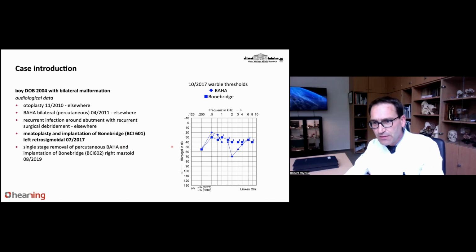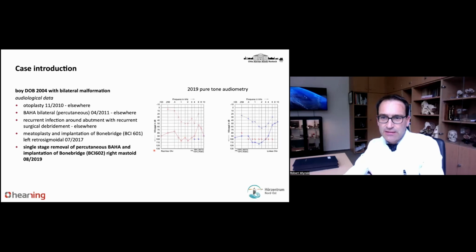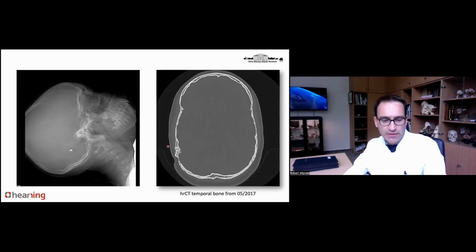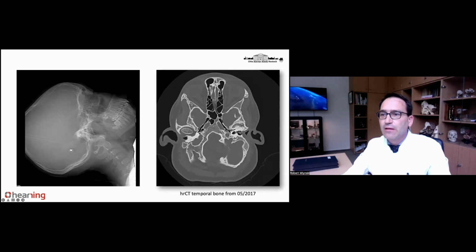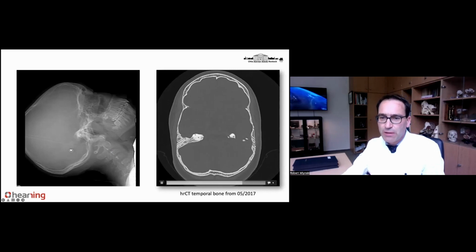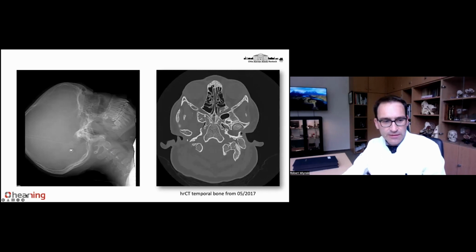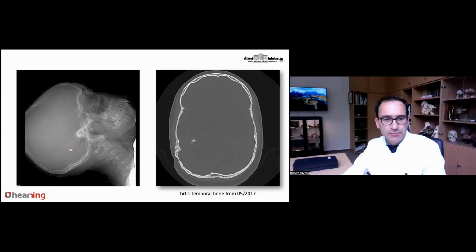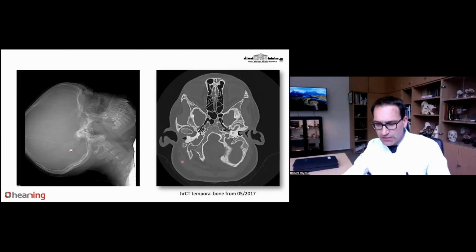And you see now here the thresholds. The boxes are with the Bonebridge, and the rhombus is with the former Baha. Then it took him a while to come back, and we decided for the bilateral treatment. These were the thresholds right before the second side, and this is now the CT scan, and you can see the malformation of the temporal bone, high jugular bulb, almost no aeration on the right side, and here the abutment still in place, and you can also see it is penetrating the bone.